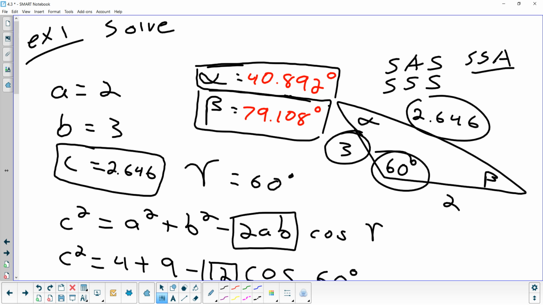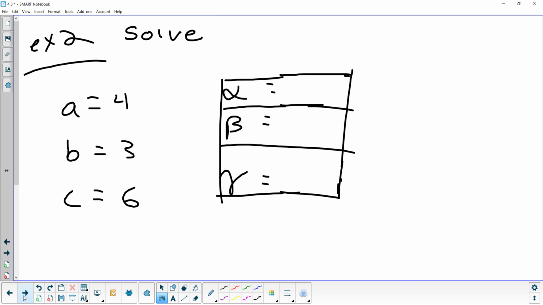That covers everything you would have to do. There's really two different things. Sometimes you have to solve for a side. Sometimes you have to solve for an angle. In a side-angle-side problem, you have to do both. You're solving for a side one time and an angle one time. In a side-side-side problem, you're never solving for a side. You only have to solve for the angle.